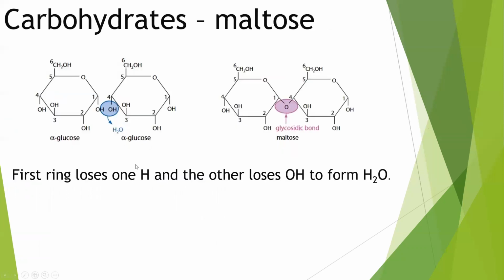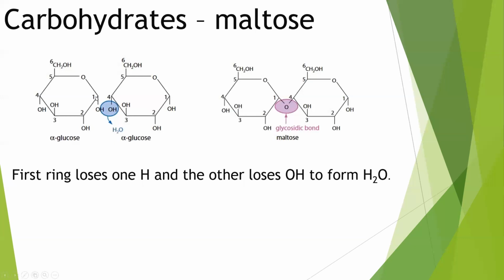So let's look at this structure here. You have two alpha glucose molecules. Just now we discussed that maltose is a disaccharide which is made of two glucose molecules. When we draw the ring structure of glucose, we represent that the OH bond is below the ring. And then this position here, these numbers here represent the carbon.